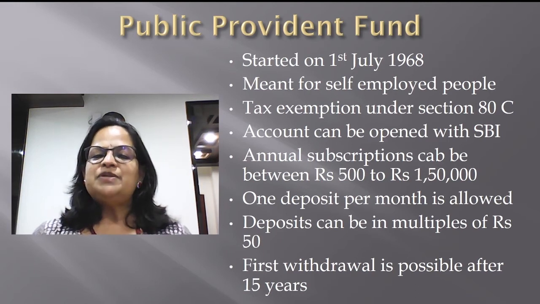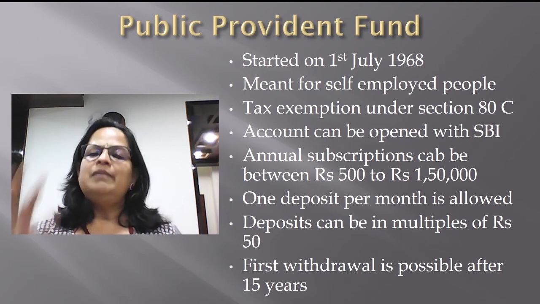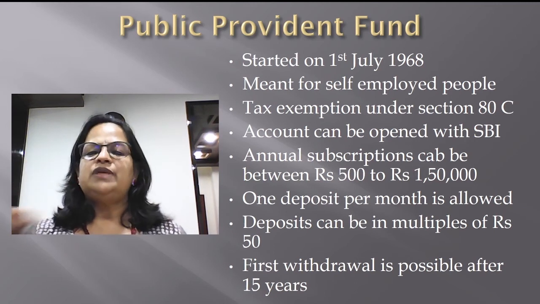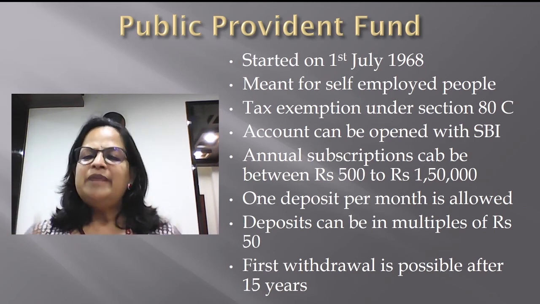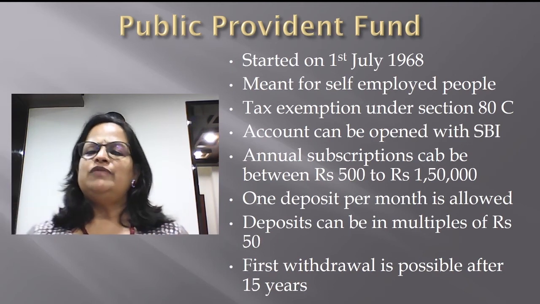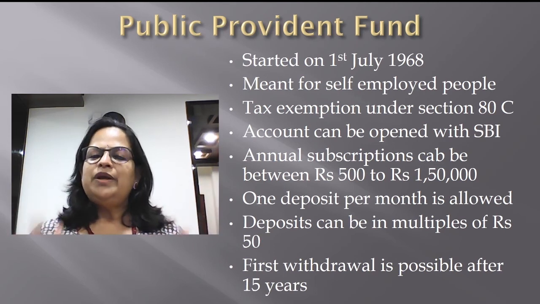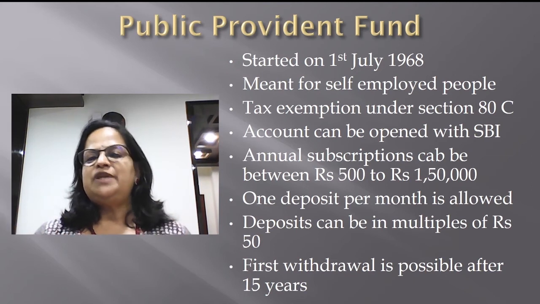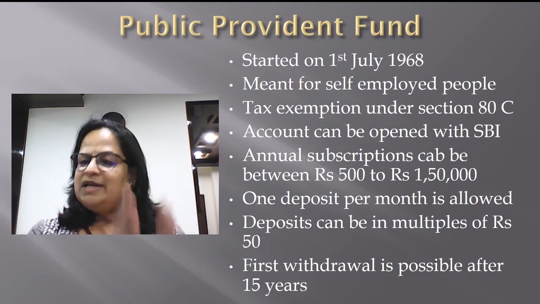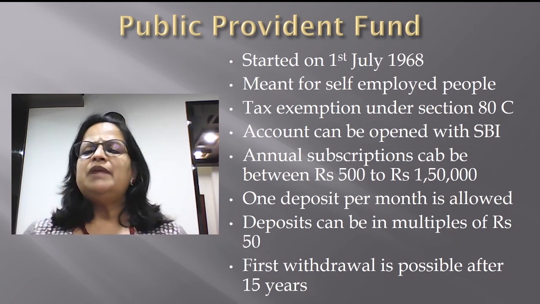Now annual subscriptions can be between 500 rupees to 1,50,000 rupees. So you have to remember that in 1 year, minimum 500 rupees you have to deposit in that account, and the maximum it can be is 1,50,000. Only 1 deposit per month is allowed. How much ever you want to invest, how much ever you can save, that will be the limit. You can decide that. But you have to remember the next point, deposits can be in multiples of 50 rupees: 50, 100, 150, 200, like that, any amount. In 1 year, at least 500 rupees you have to invest, and the maximum can go up to 1,50,000. And many people are making use of that.